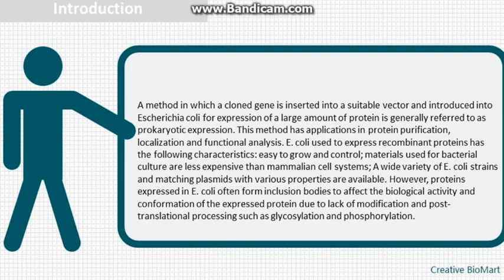E. coli used to express recombinant proteins has the following characteristics: easy to grow and control. Materials used for bacterial culture are less expensive than mammalian cell systems. A wide variety of E. coli strains and matching plasmids with various properties are available. However, proteins expressed in E. coli often form inclusion bodies, affecting the biological activity and conformation of the expressed protein due to lack of modification and post-translational processing such as glycosylation and phosphorylation.